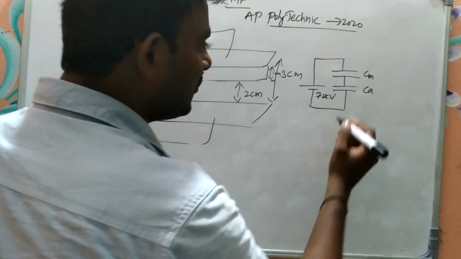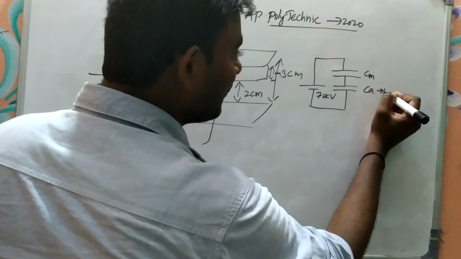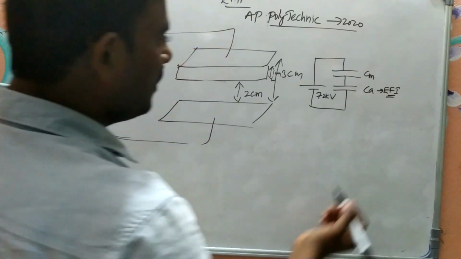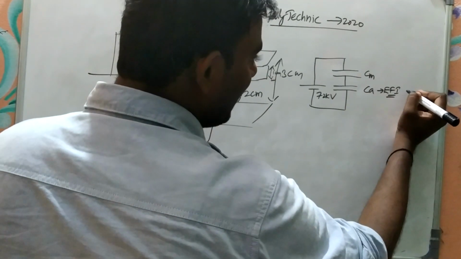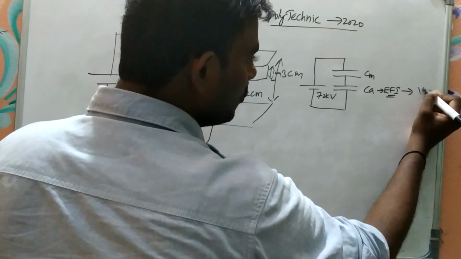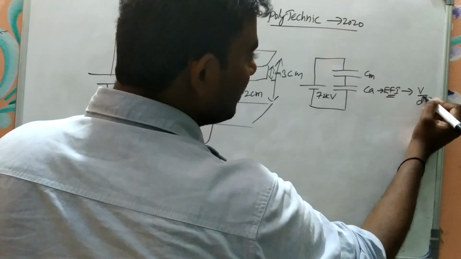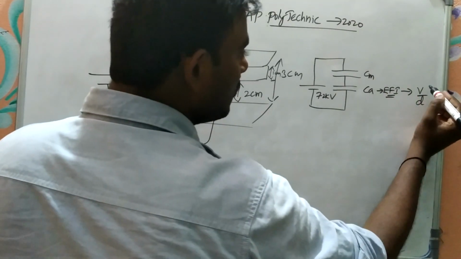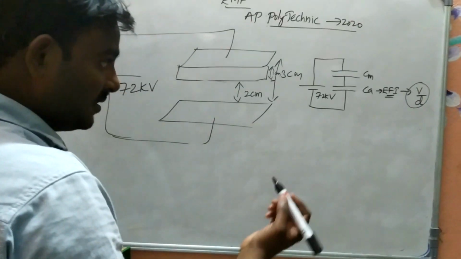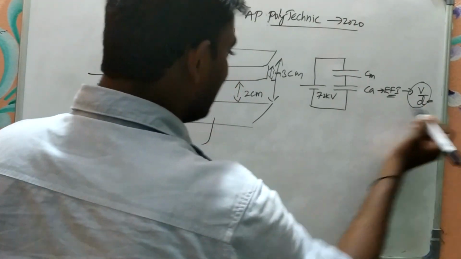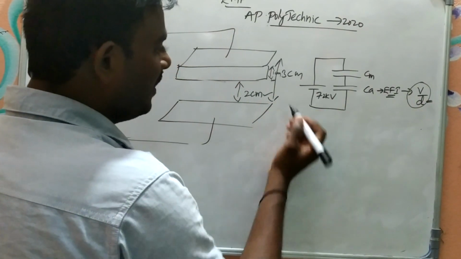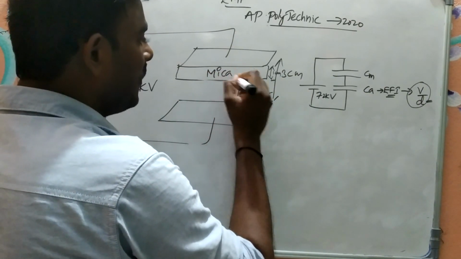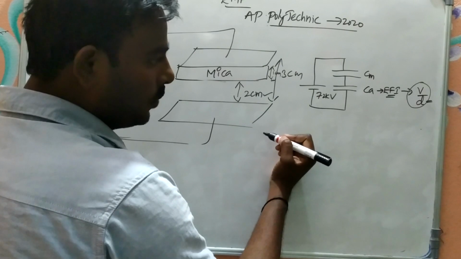Now what we need to find is the electric field intensity in air medium. How can you find the electric field intensity? If you know the potential and the distance or the thickness of air, you can find the electric field intensity. So you know that the thickness of air is already 2 centimeters because we introduced mica material of 1 centimeter in between the two plates.